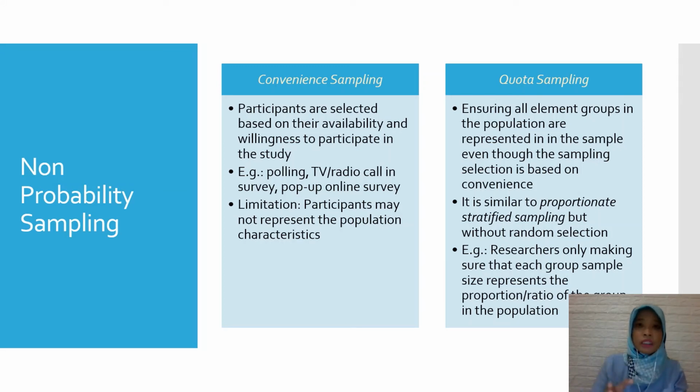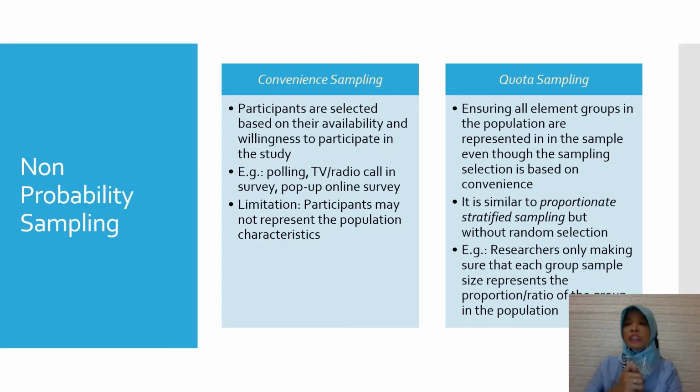So if we already get 750 male respondents, then we stop the data collection for male respondents. And for the female, the same thing. If we already get 250 data from female respondents, then we stop the data collection. So basically we are trying to at least mimic the characteristics of the population, but we don't do any random sampling or random selection. We just try to make sure of the ratio.